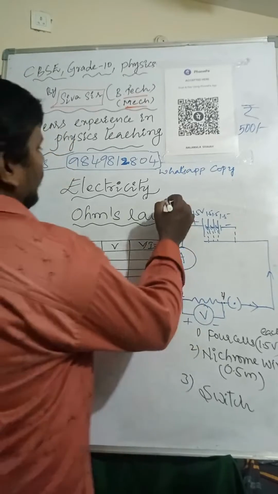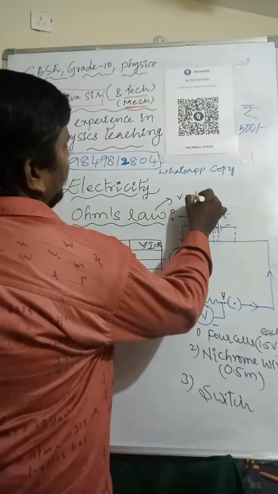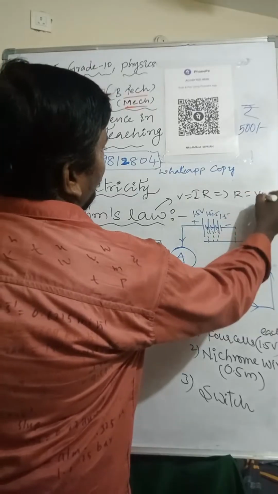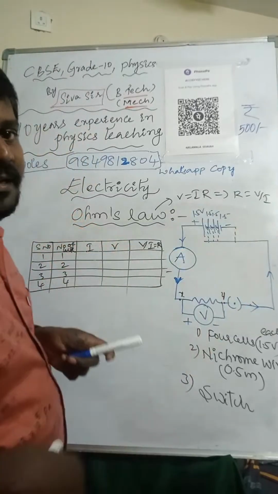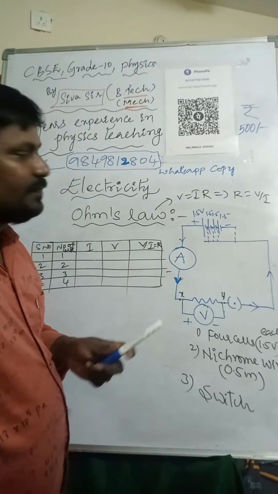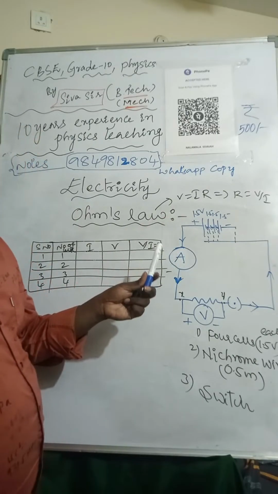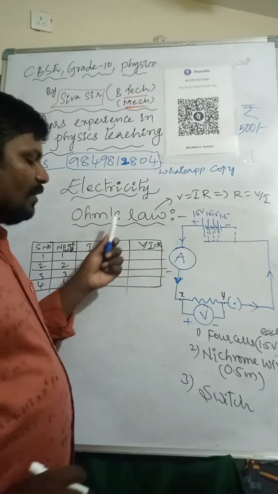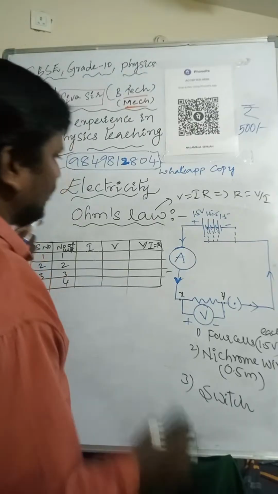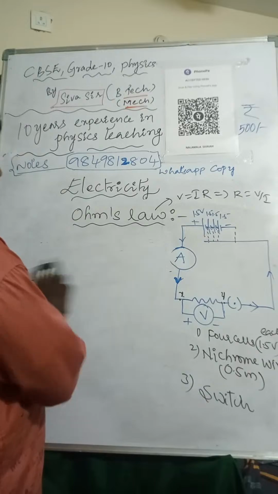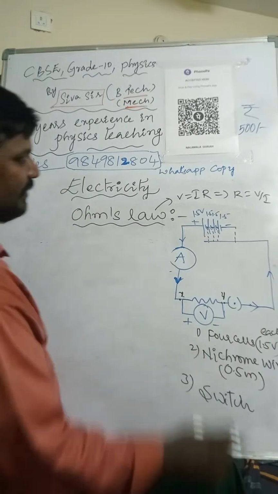We know the formula, Ohm's law, V equal to IR, so R equal to V by I. From that we can take it. We have to consider it like that. Understood? I hope it is clear to you all. Next, if you draw the graph for these values, in the board exam you can write the tabular form and the whole process.